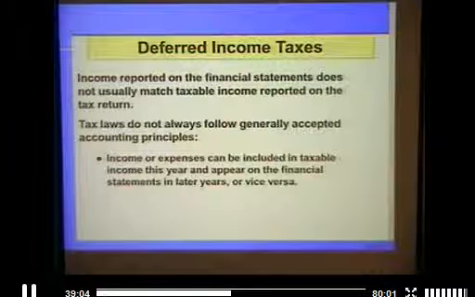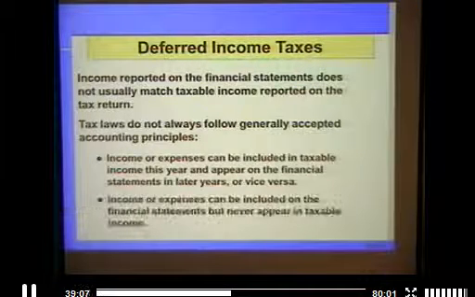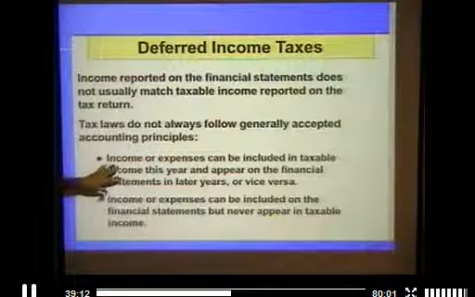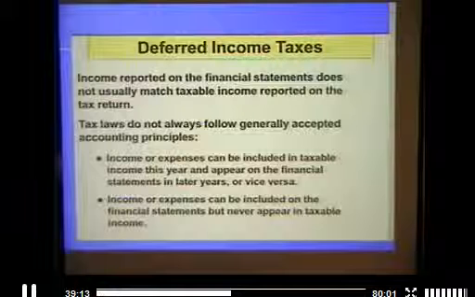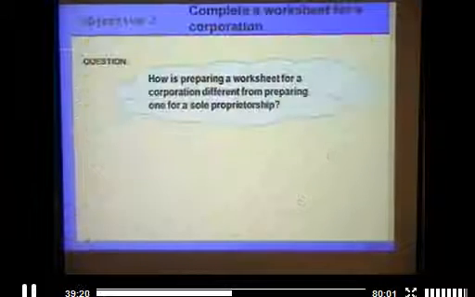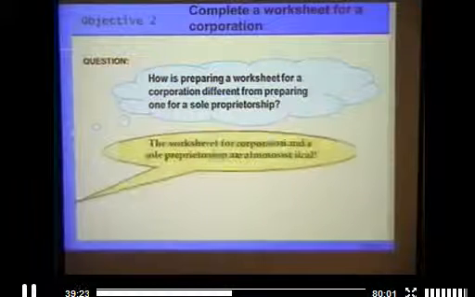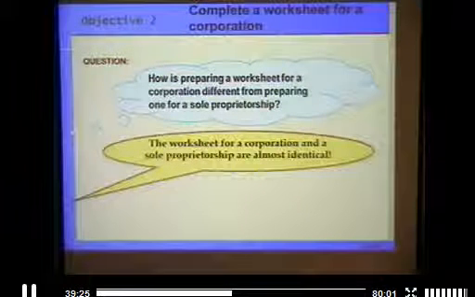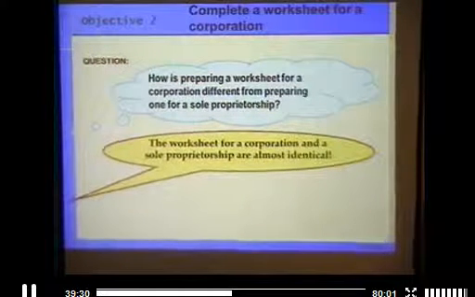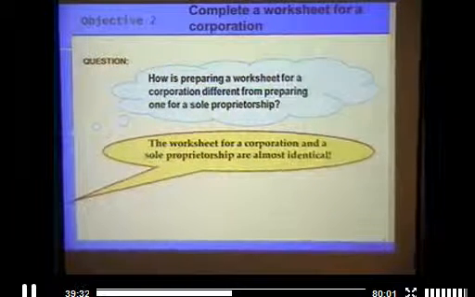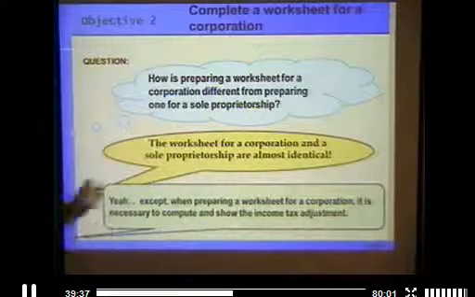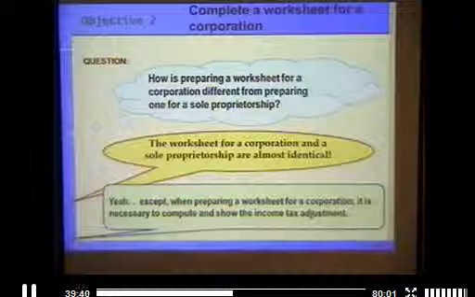Because in tax work, sometimes income, since it's not collected or whatever, can be put in different years. Anyway, I'm going to let y'all read all this kind of stuff. Okay. Let's look at the worksheet. Looking at the worksheet, how is it different? No different. They're almost exactly alike as what you did for your sole proprietorships. Same columns, generally the same type entries.